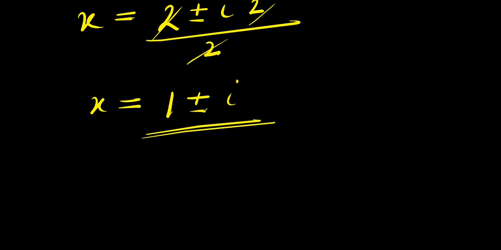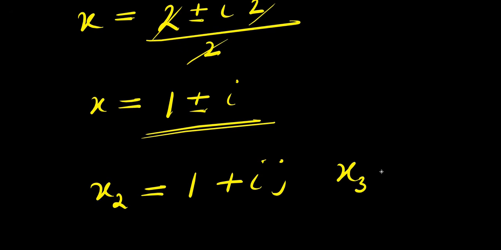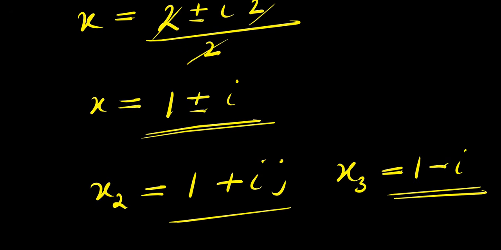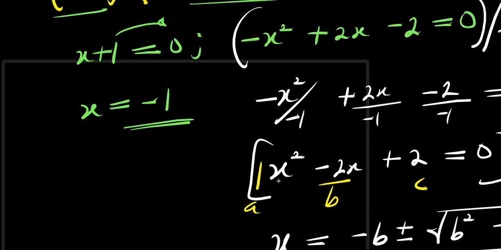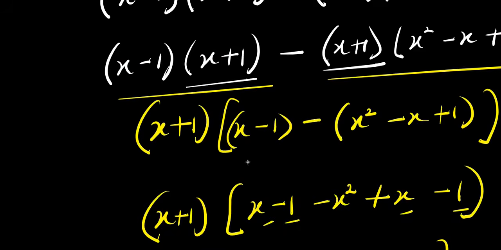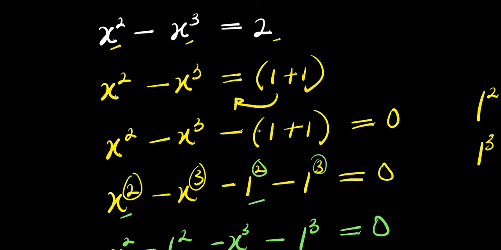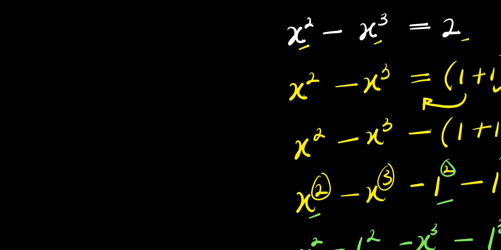So I have two complex values. I have x2 equals 1 plus i. I have x3 equals 1 minus i. So these are the two complex values for x, and also we have one real value, which is negative 1. So the next thing we can do is to check by inserting this particular value for x.